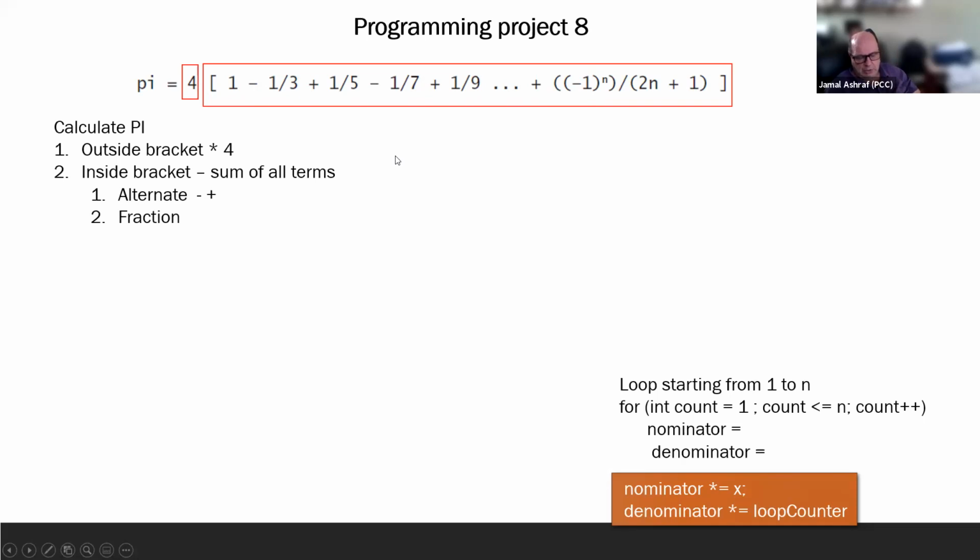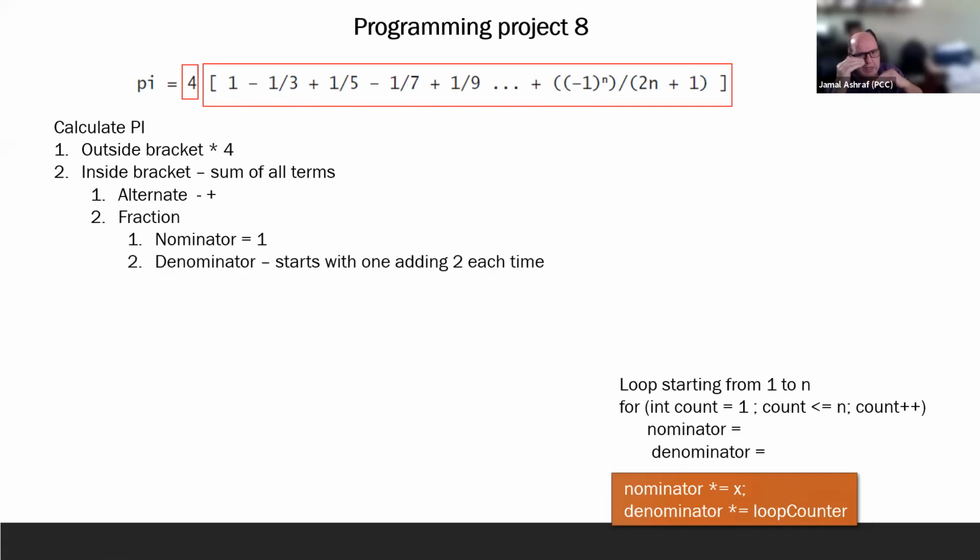Then I have the fraction. And the fraction itself has a numerator and denominator. So you can see I'm breaking things down to smaller pieces. Now I can focus on it. And in this part right now, I'm just focusing on the numerator. So for my numerator, what is it going to be? It's always 1. So if I skip this minus plus, my numerator is always 1.